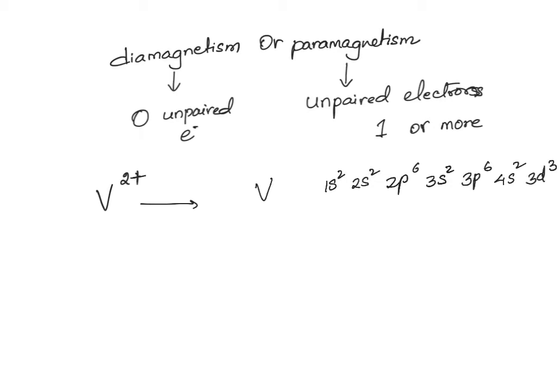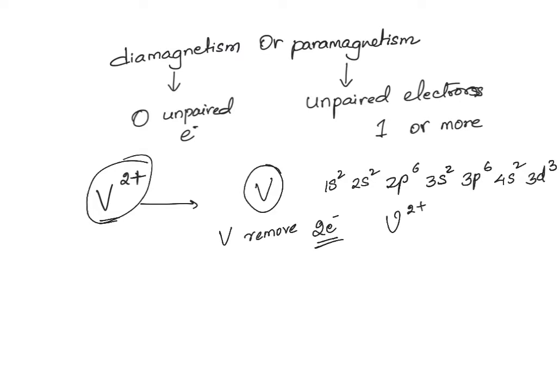Then we figure out the configuration of V2+. What's the difference between vanadium neutral and vanadium 2+? When you remove 2 electrons from neutral vanadium, you get vanadium 2+. Which electrons are you going to remove? Remember, it's always the outermost electrons that are removed. This is the first shell, second shell, third shell and fourth shell. So we remove 2 electrons from the fourth shell.